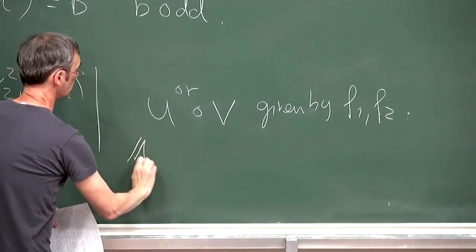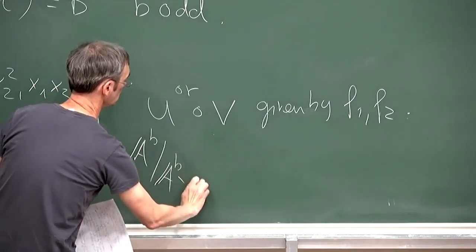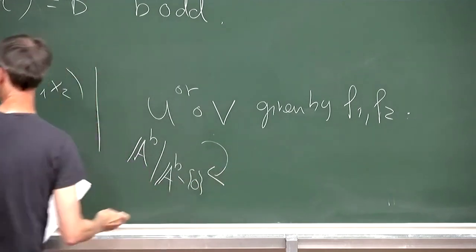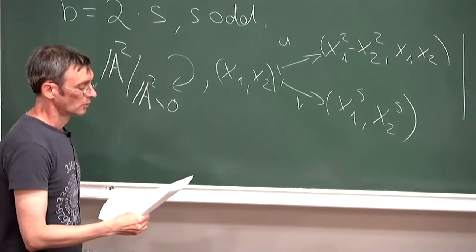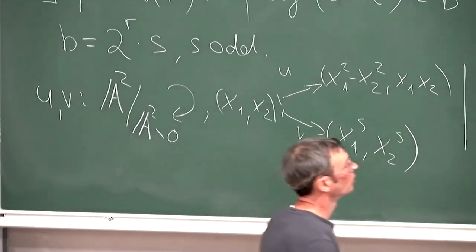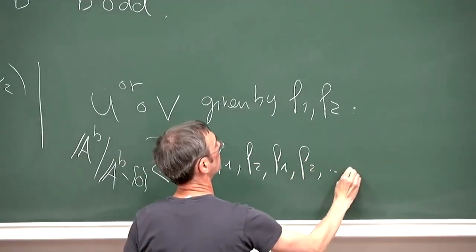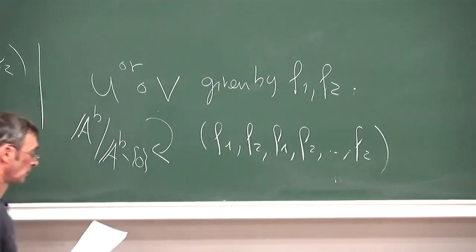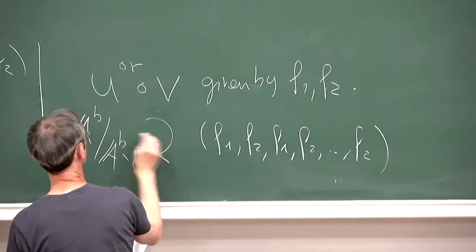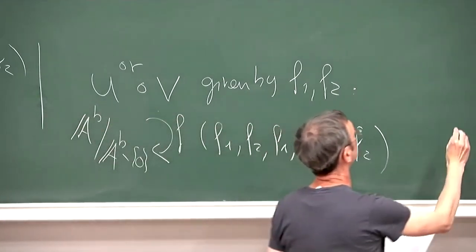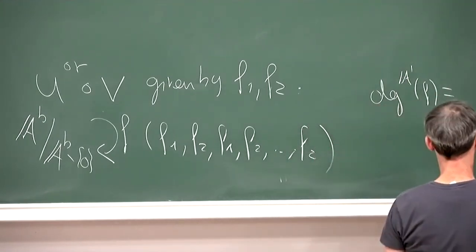And then we get an endomorphism on the Thom space of a rank B bundle, V being even here. So what we do here is we take F1 and F2 and F1 and F2 and so on. And then one can compute the degree of this guy. So if this here is then denoted F, the A1 degree of F has the following form.